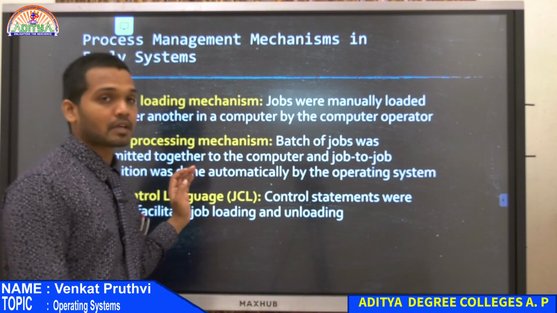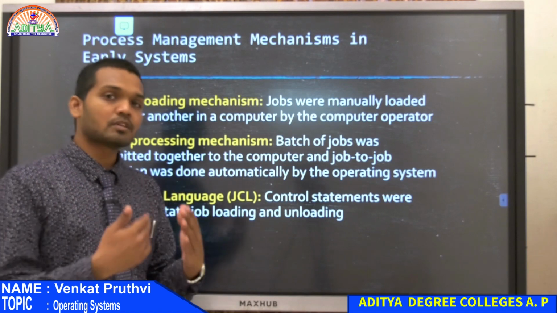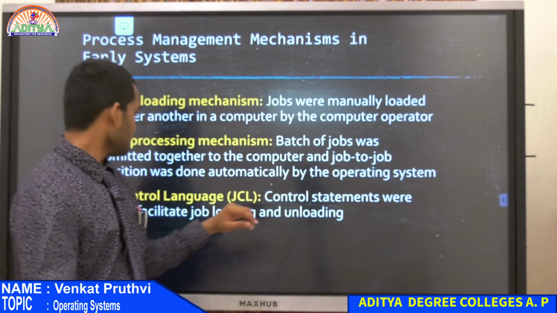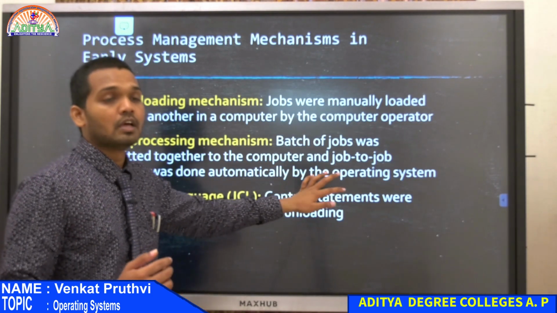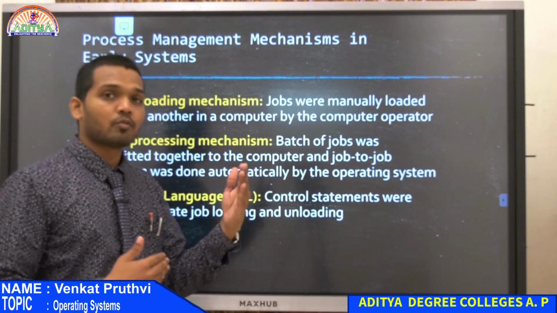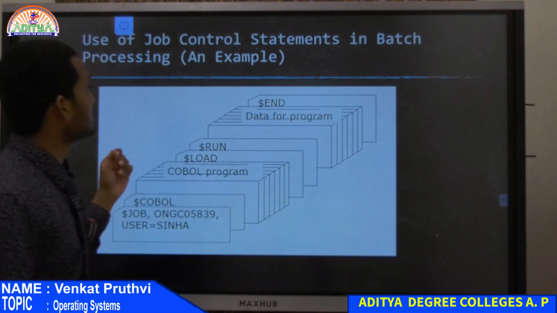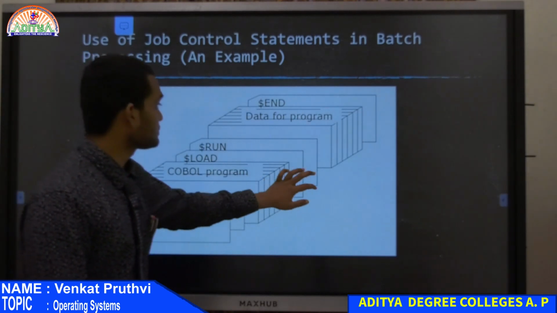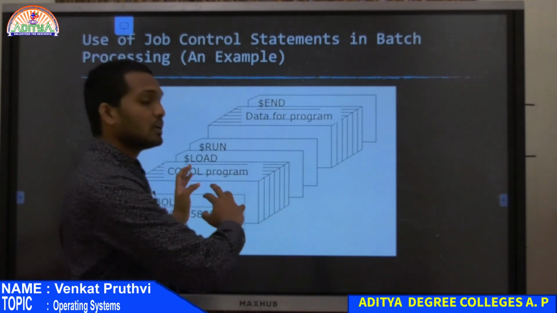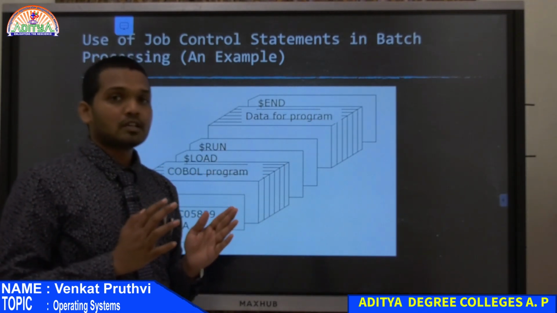And then the batch processing mechanism: they used to club similar kinds of tasks into one batch and process them. And then we have the job control language, JCL. These statements were used to facilitate job loading and unloading. They controlled what jobs need to be processed and at what pace or in what order. We also saw the diagram for the use of job control statements in batch processing. These job control statements helped us identify similar jobs and complete the jobs in a batch one after the other.